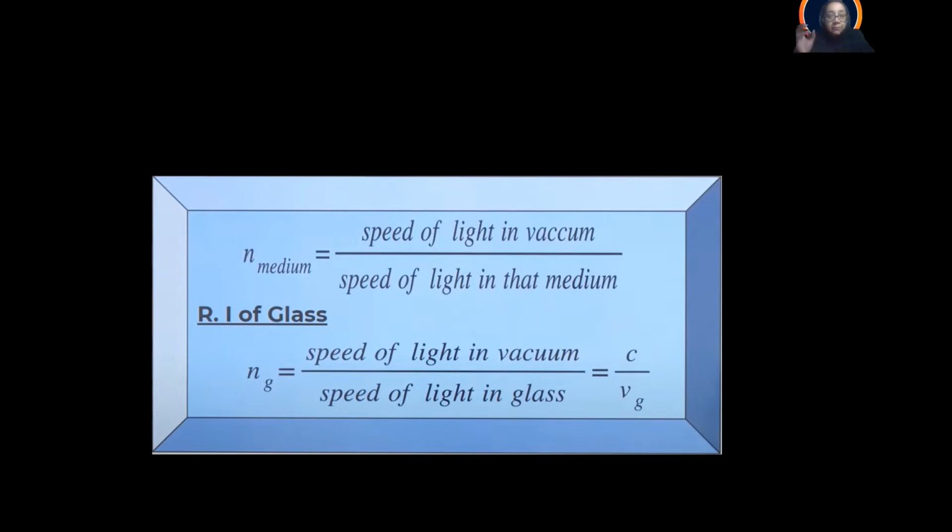They have a particular value of refractive index. So this can be related, and we know that the refraction happens because of the change in speed of light. And hence we can write this formula as: the refractive index of any medium will be equal to the speed of light in vacuum divided by the speed of light in that medium.